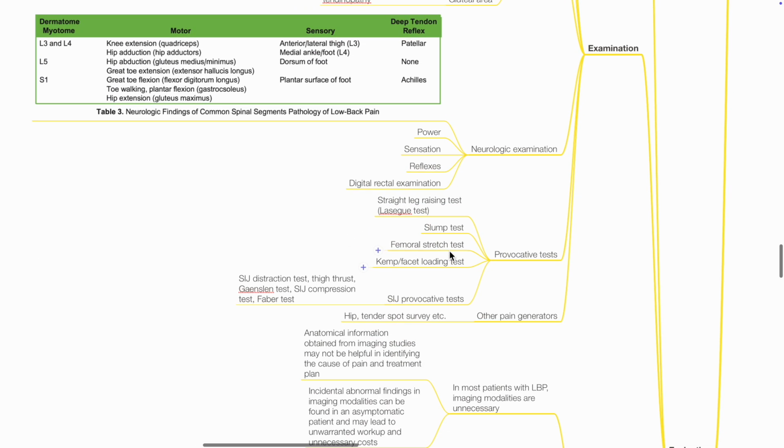Provocative tests include straight leg raising test, slump test, femoral stretch test, cam or facet loading test, and sacroiliac joint provocative tests such as SIJ distraction test, thigh thrust, Gaenslen test, SIJ compression test, and FABER test. Other pain generators can be assessed, including the hip and tender spot survey.